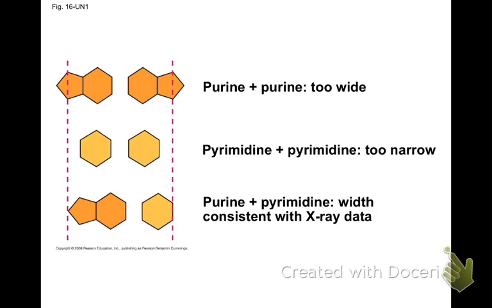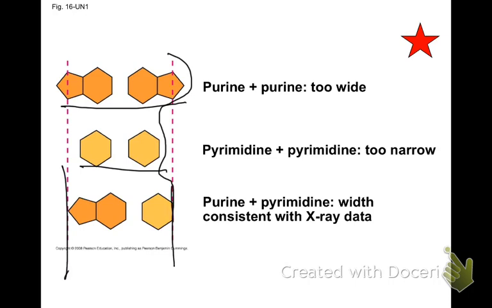It was also very clear from the X-ray crystallography, which was evenly spaced, that it cannot be two double rings, it cannot be two single rings, and it cannot be jutting out and coming back in. It was equidistant on both sides, which meant there was one double and one single ring, meaning one purine and one pyrimidine.